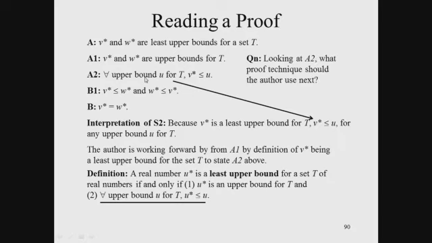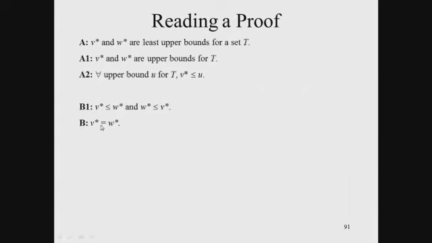Do you see something interesting in A2? The key word "for all." The key word "for all" in the forward process. And therefore, what proof technique do you think the author is going to use next? Specialization. And that's exactly what the author is going to do without telling you. Here's where we are. Let's read the next sentence, S3. In particular, W star is an upper bound for T, so V star is less than or equal to W star. What technique do you think this is? Specialization. The author is going to specialize this statement, and that's precisely what's going on here.